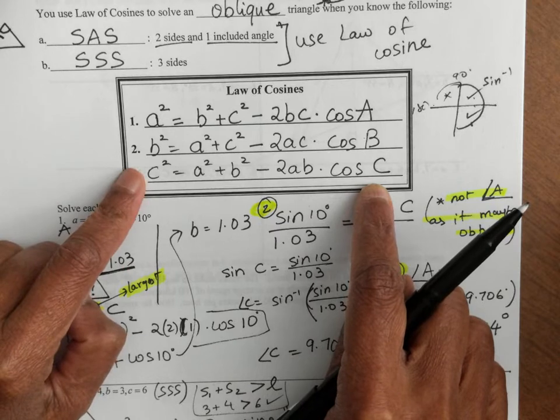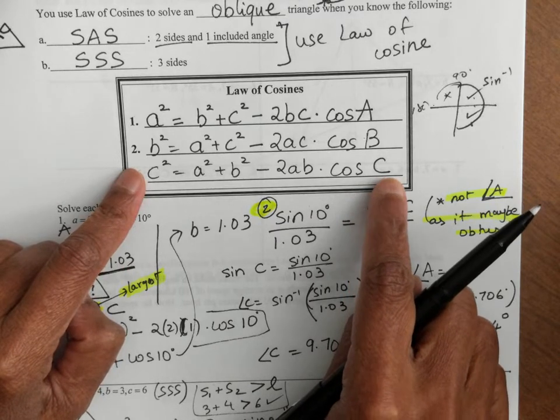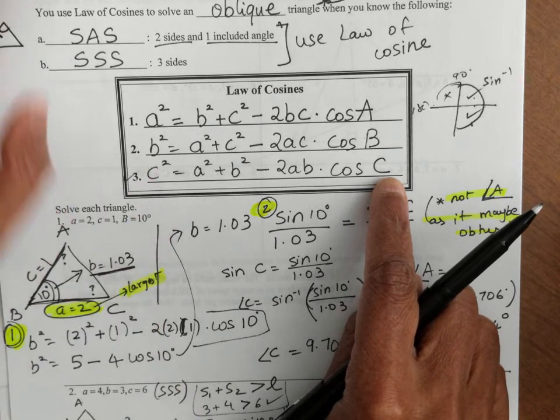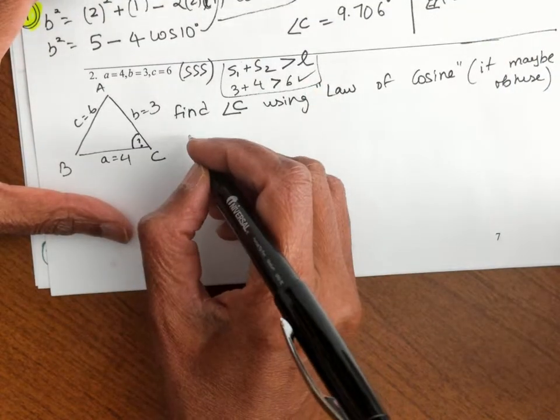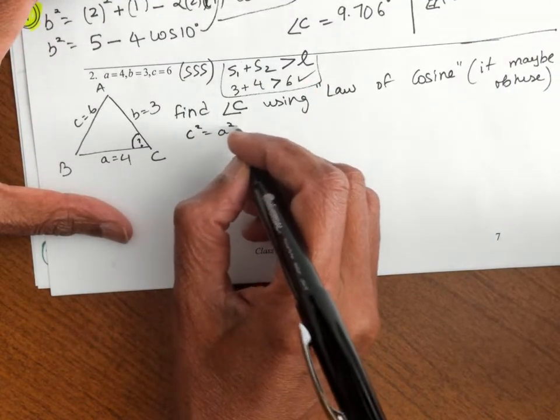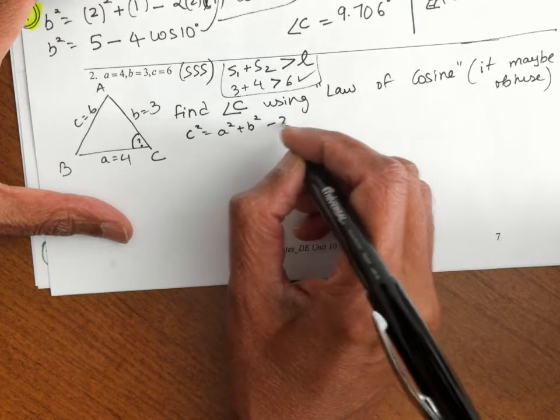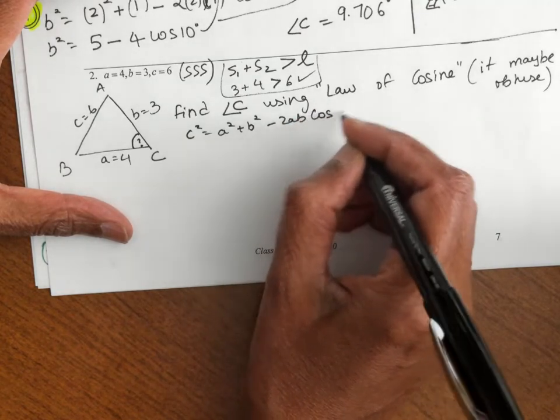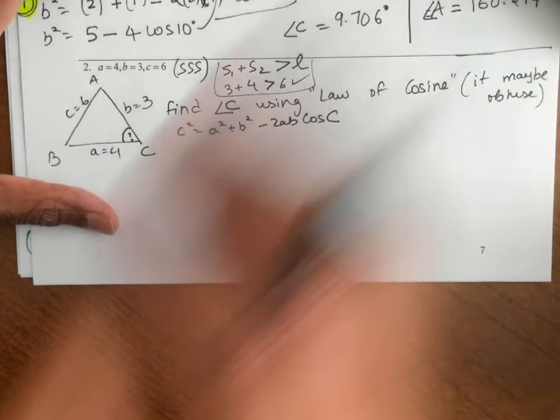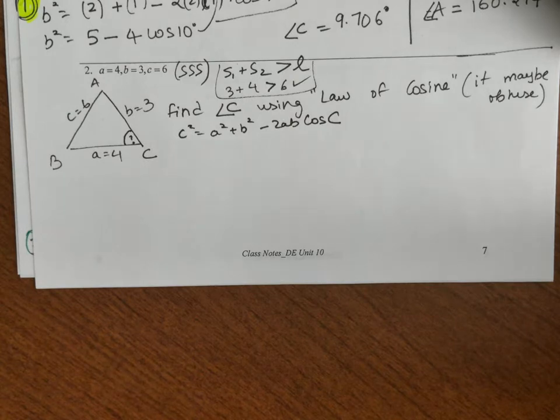So remember, whenever you're trying to find an angle, you start with that side's letter. So you start with C squared. So let's go and write this down. C squared equals A squared plus B squared minus 2AB cosine C. Let's go ahead and substitute with what we know and leave out the missing variable.